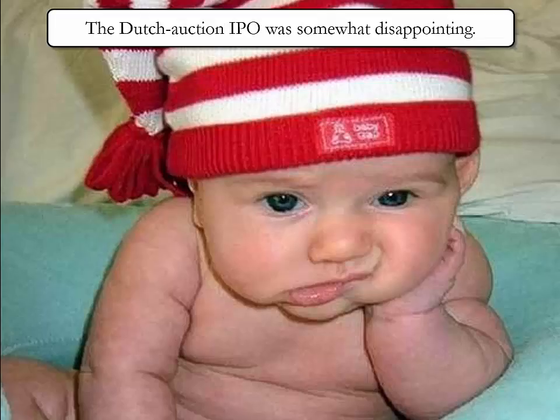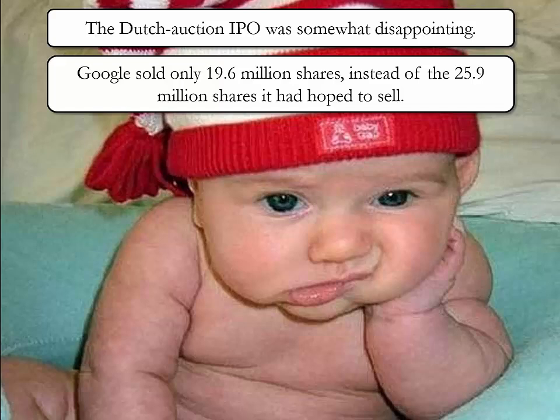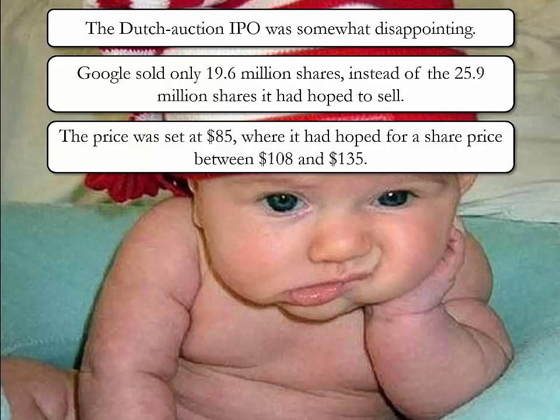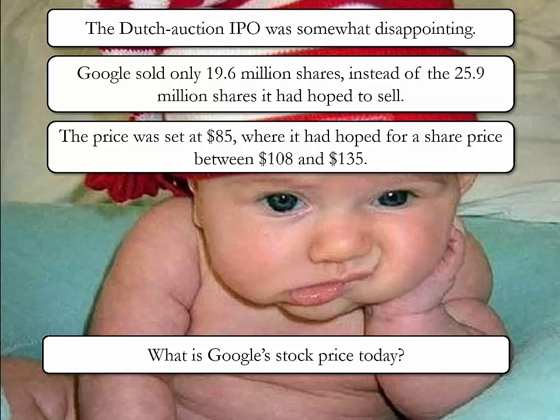The Dutch auction IPO was disappointing for Google. Google was not able to sell the number of shares it had wanted to sell. The price was also significantly lower than what Google had hoped for. Please look up Google's stock price today. Do you think early investors made a wise decision?